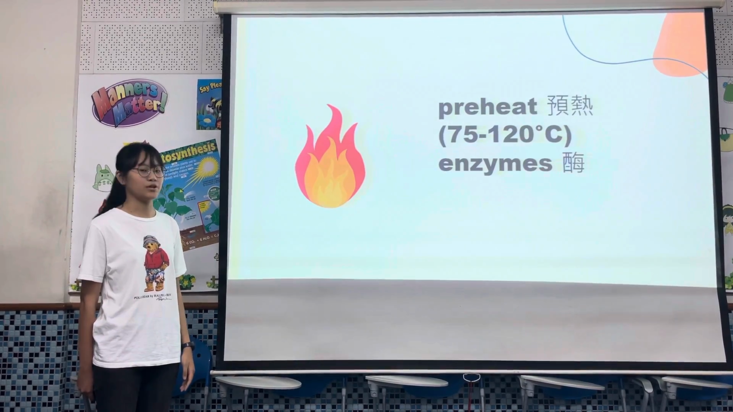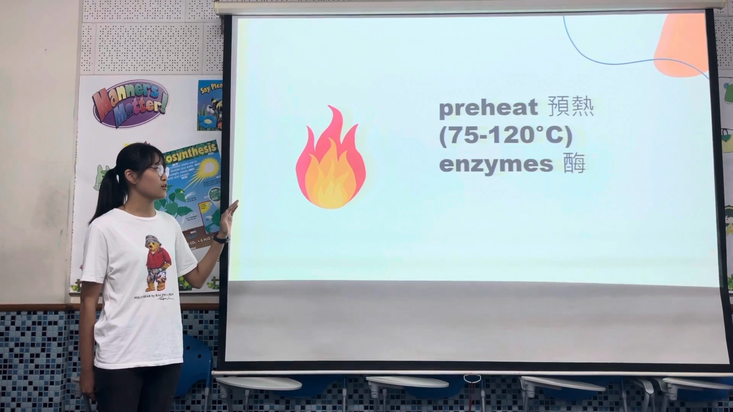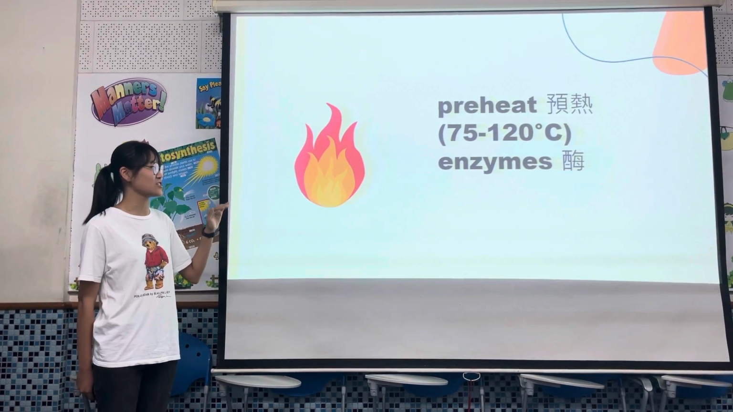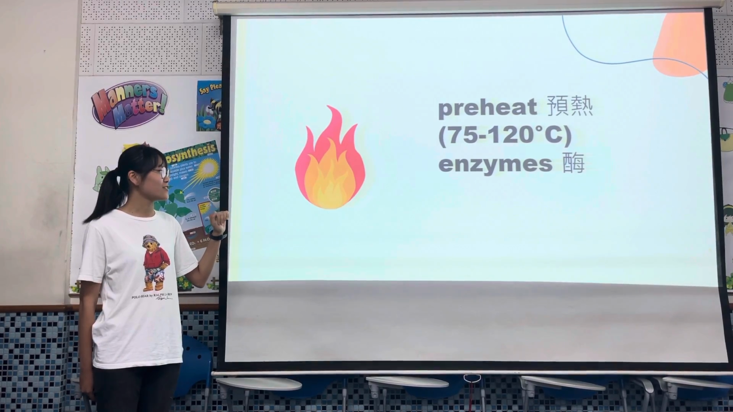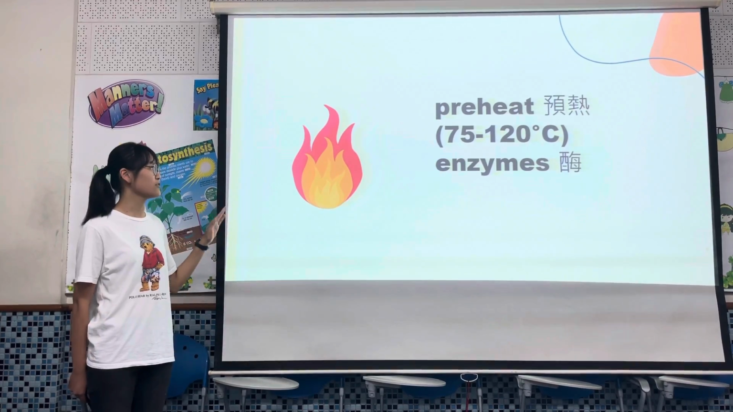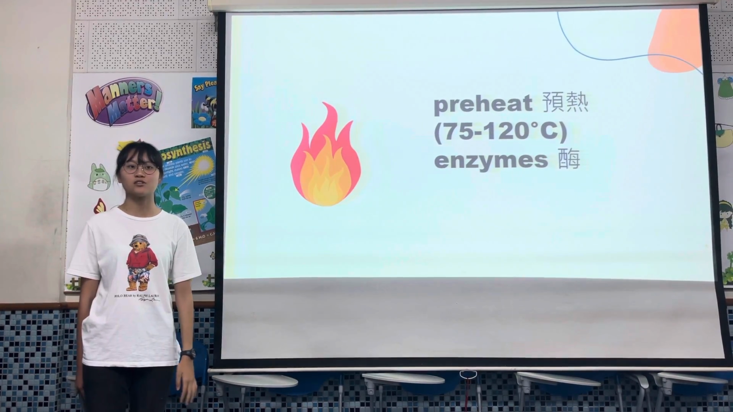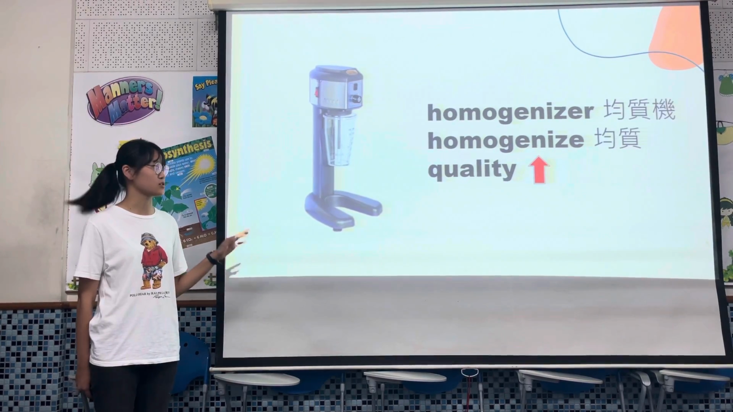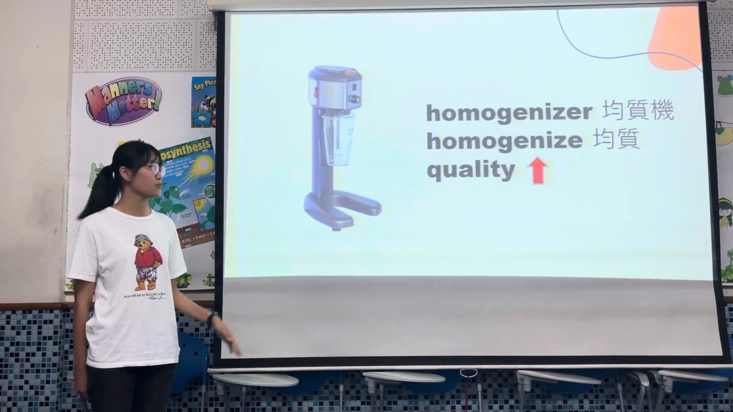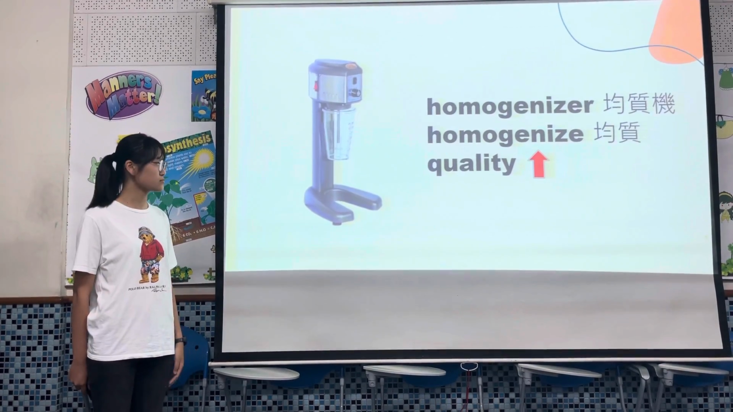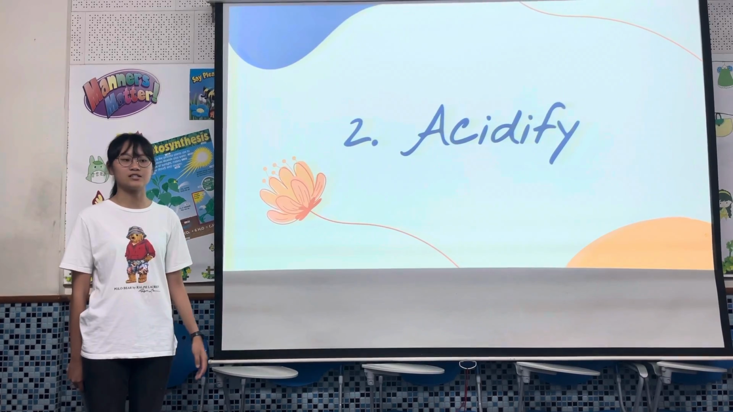And then is to preheat the milk, to control and destroy the enzymes in the milk. The temperature needs to be between 75 degrees Celsius and 120 degrees Celsius. And then we use homogenizers to homogenize the fat in the milk, and it can also improve the quality of the milk. And then it comes to the second step.